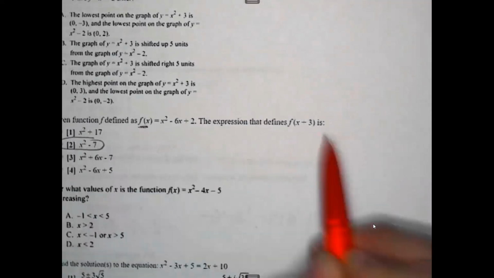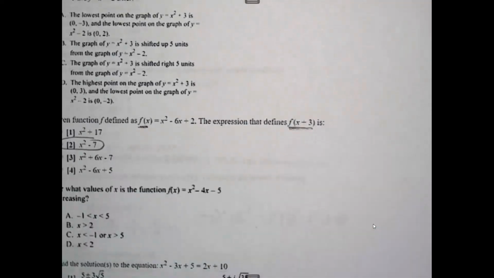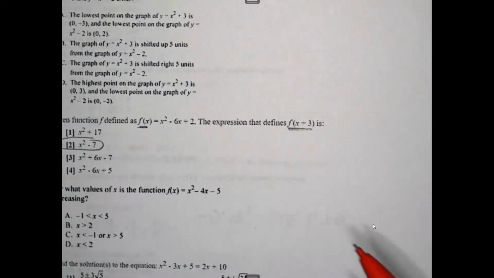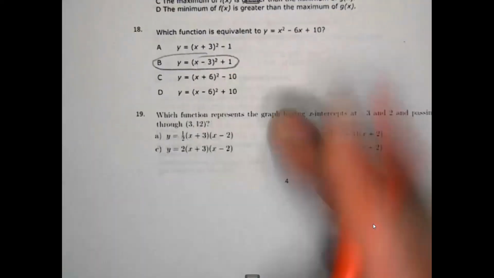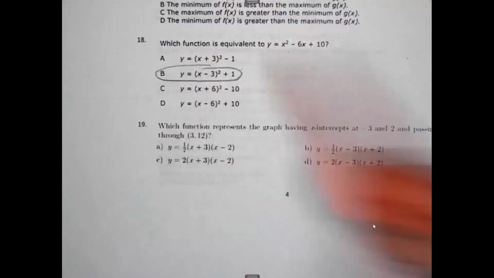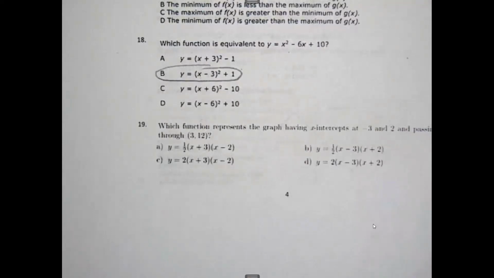The reason I plug stuff in for the x's on this one is because this said f(x) equals, and this said f(x + 3). So it was telling me to put something in for x. This one was just saying, here's an equation, find something equivalent.